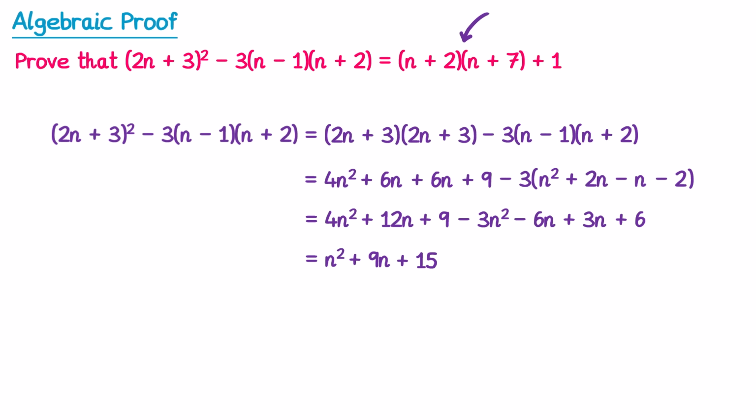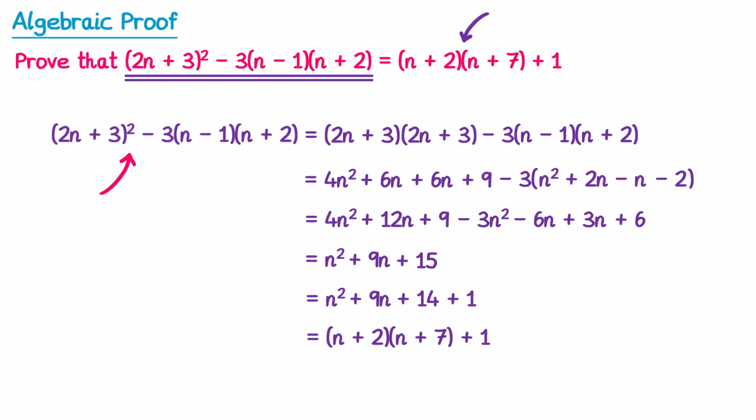The best way to show this is rewrite what we have as n squared plus 9n plus 14, since we know that's what we'd get if we expanded the bracket, and then plus 1. You could almost think of this as unsimplifying the 15 into a 14 plus 1. We now know that this part here will factorise to give n plus 2, n plus 7, and then we have a plus 1 on the end. And that's the proof complete. We started with this here, which was our left-hand side, and then we ended up with this here, which was our right-hand side.